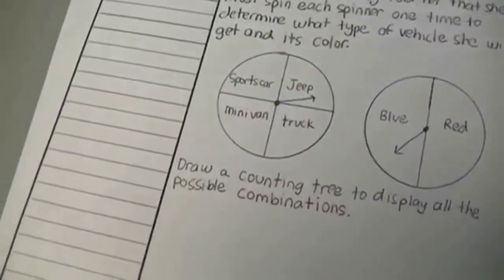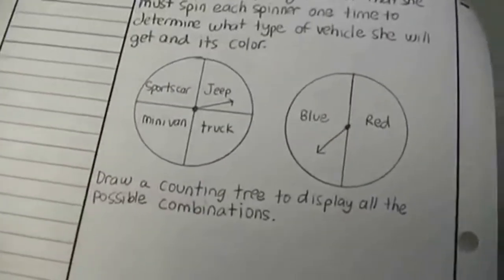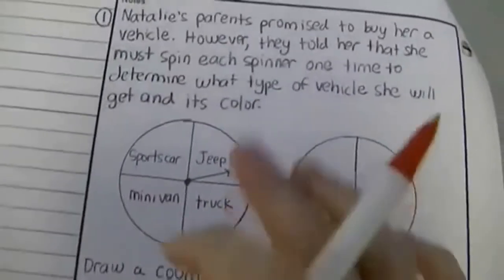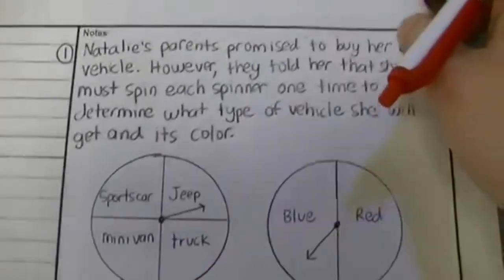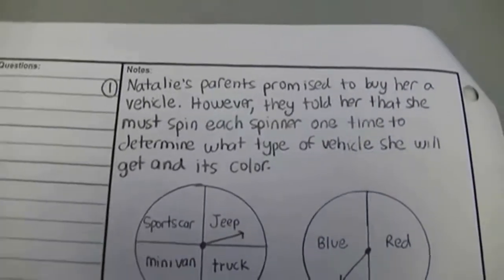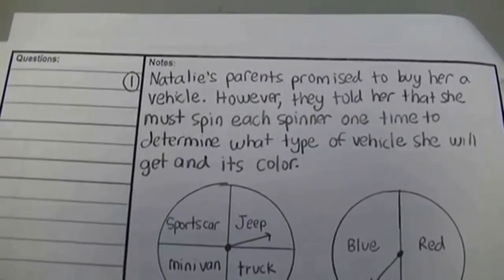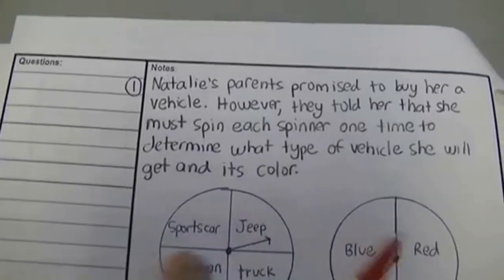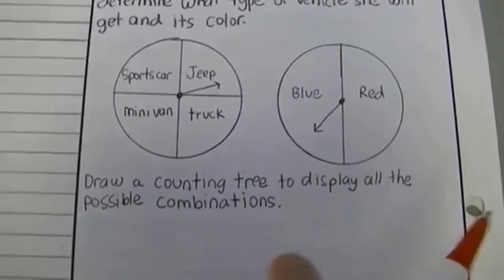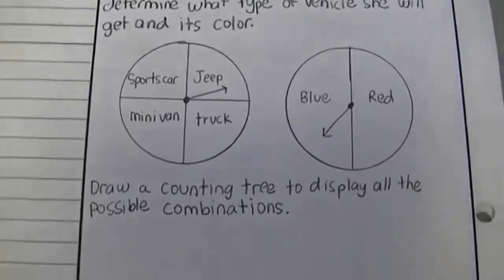We learned about counting trees, also known as tree diagrams, yesterday in class, and I want to show you how you can solve these "and" type problems using that. Natalie's parents promised to buy her a vehicle. However, they told her that she must spin each spinner one time to determine what type of vehicle she'll get and its color. It says draw a counting tree to display all the possible combinations.